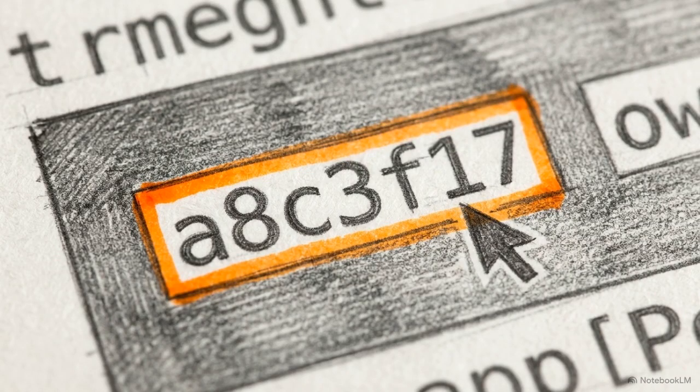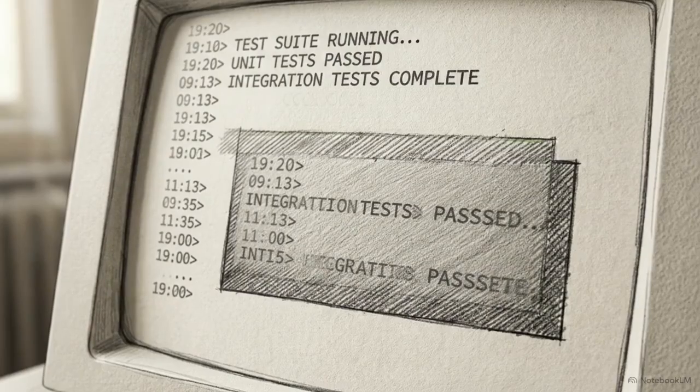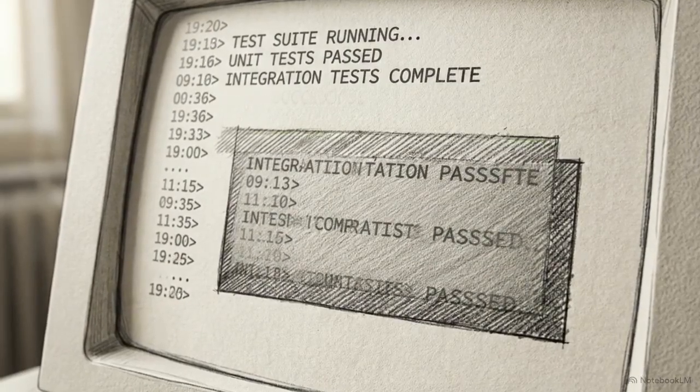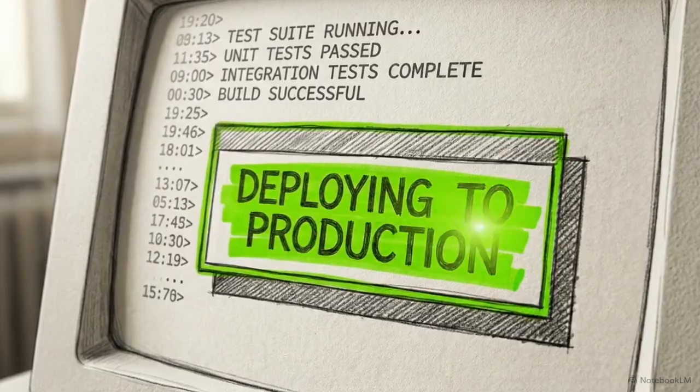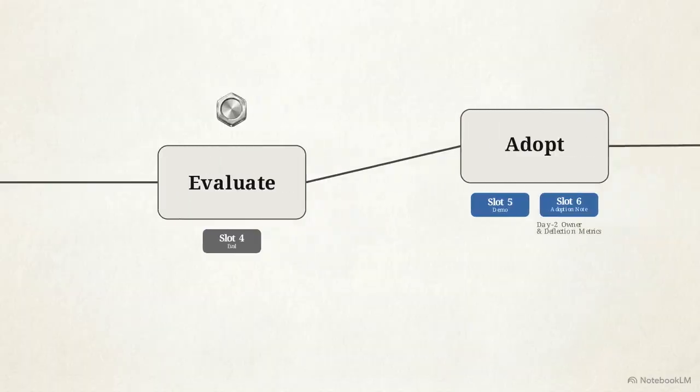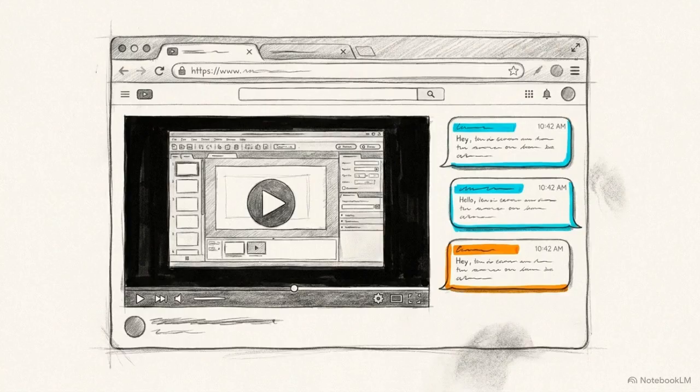Shift your focus to the final lifecycle stage, adopt, and a post-engagement wrap-up. Slot 5 is the demo. Provide a Loom link of the operator using the tool independently, alongside time-stamped screenshots of organic Slack adoption. Slot 6 is the adoption note. Name the Day 2 owner, list the update cadences, and record the hard deflection numbers.